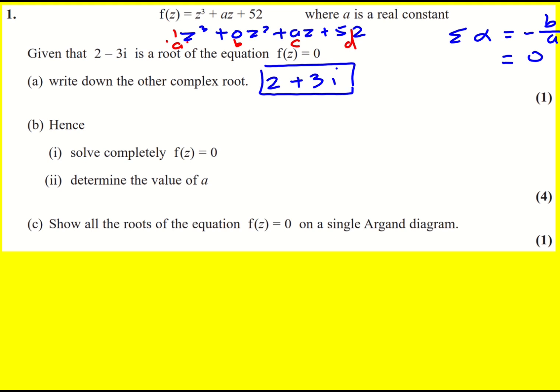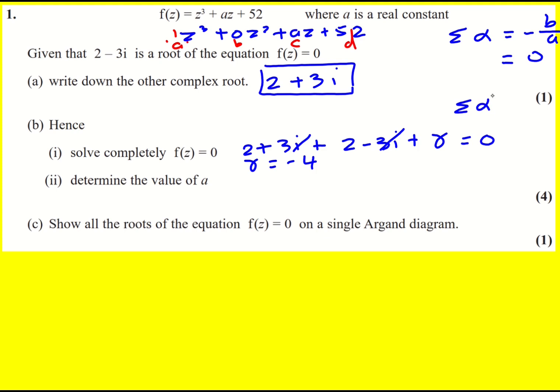And actually, I think we can use that now. So we've got the 2 plus 3i plus 2 minus 3i plus my third root gamma must equal 0. That means gamma is going to equal minus 4. And then we're asked to determine the value of a. Well, let's carry on with our roots of polynomial idea.